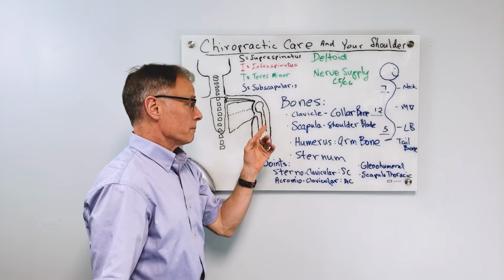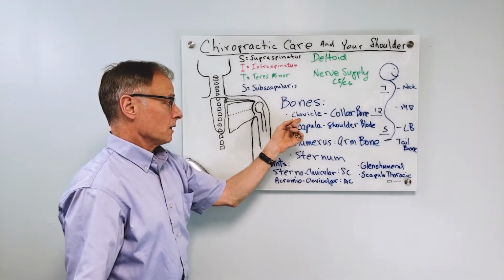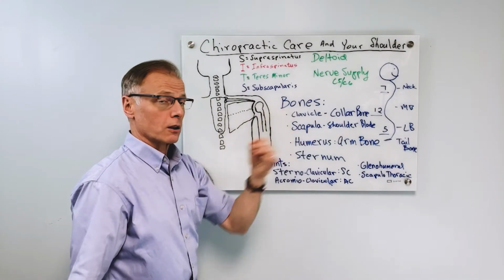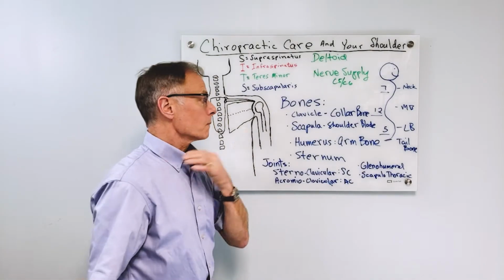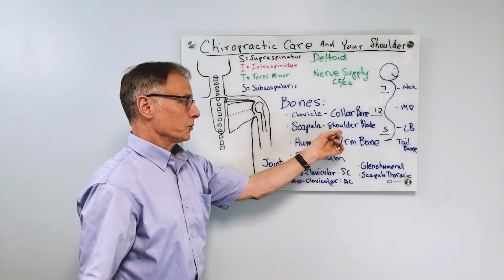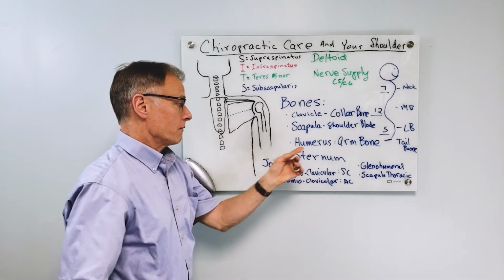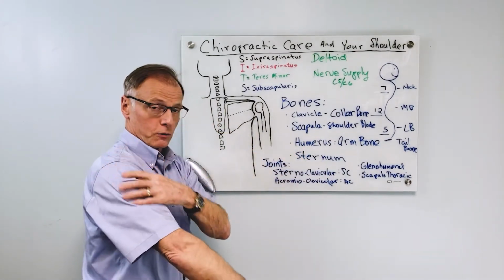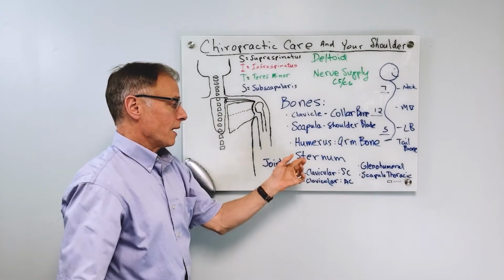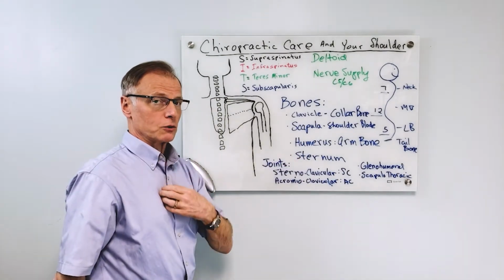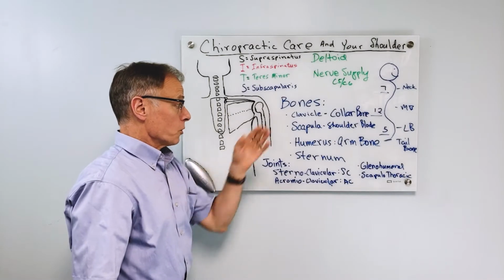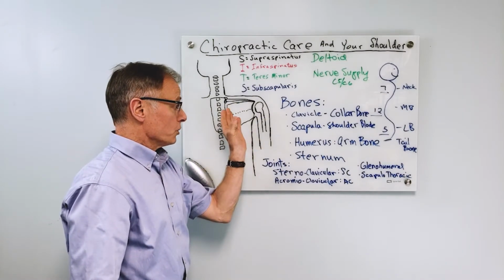So let's cover some of the bones here. We've got the clavicle, also known as the collarbone, which sits right here. You have the scapula, also known as the shoulder blade, which is right back here. You have the humerus, or the arm bone, which of course is here. And then you have the sternum, or the breastbone, which sits right here. So those are the four bones that involve the shoulder.